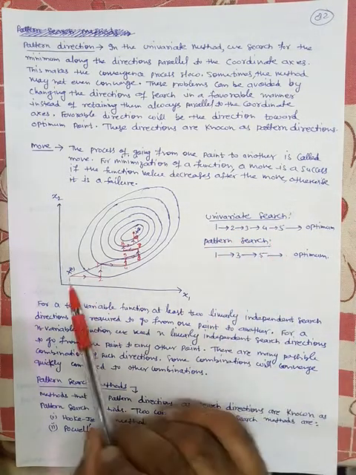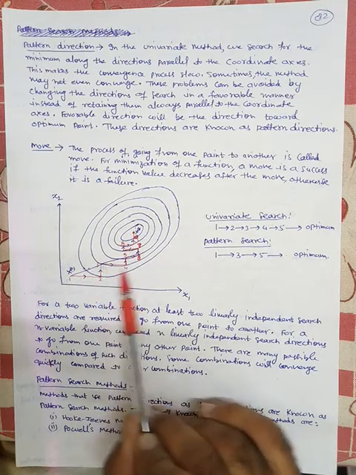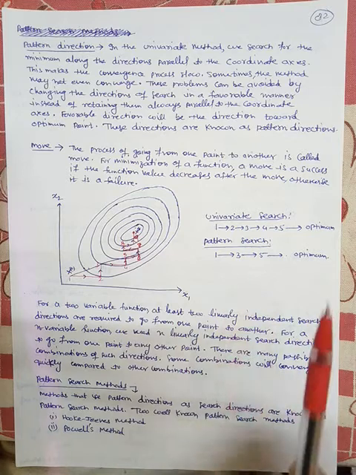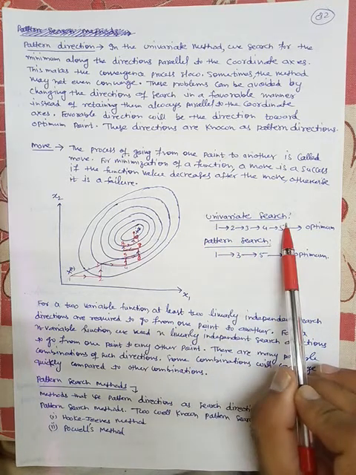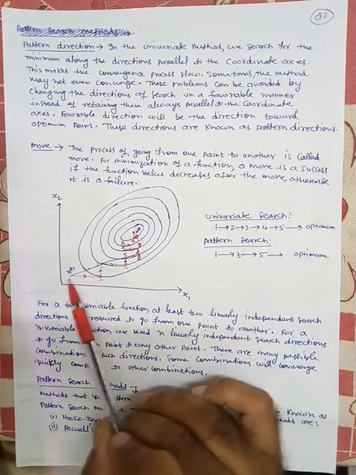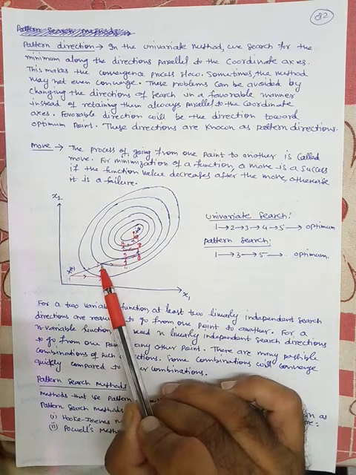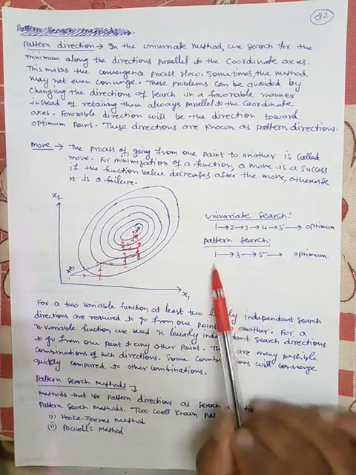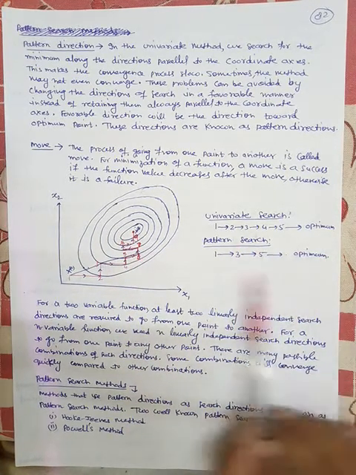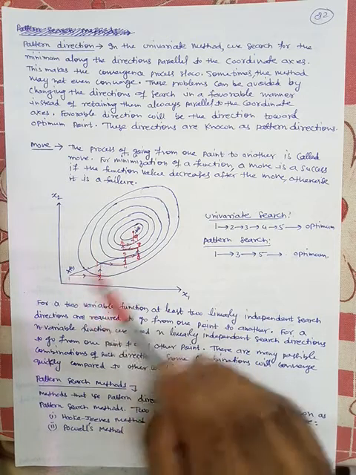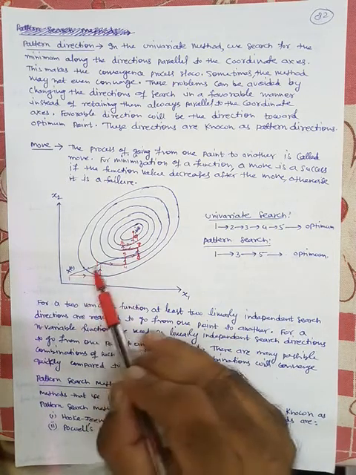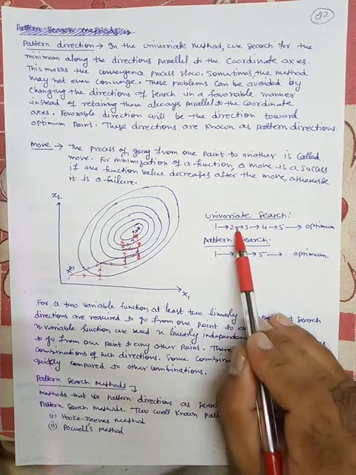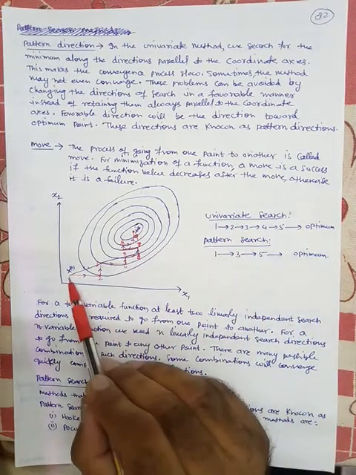Univariate search means we are moving from 1 to 2, 2 to 3, 3 to 4, 4 to 5, 5 to 6, 6 to 7, 7 to 8, 8 to 9, 9 to 10, and so on. So this is basically the univariate search. However, in pattern search, we are directly moving from here to here, here to here, and so on. So 1 to 3, 3 to 5. So this is the pattern search. We are avoiding a few steps. You can see we are moving directly from 1 to 3, while in between 1 and 3 we have 2. Okay, so we are not reaching 2.